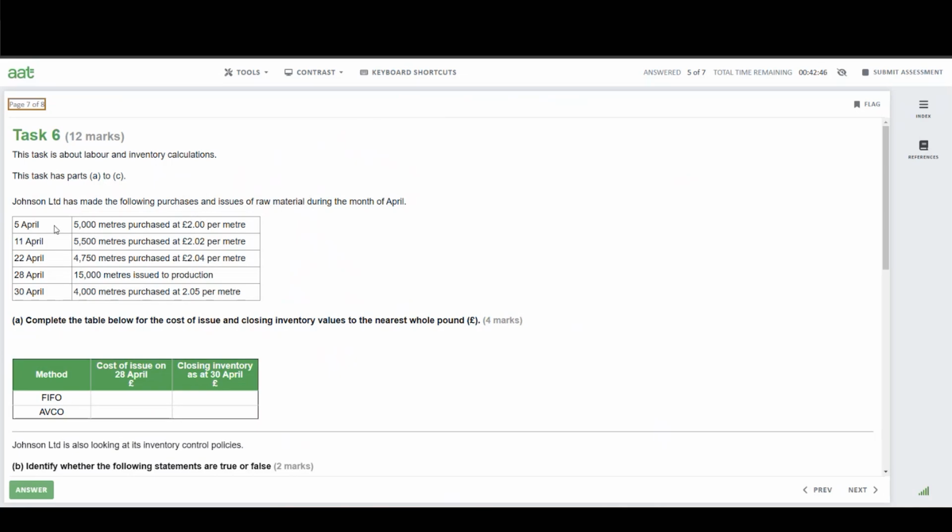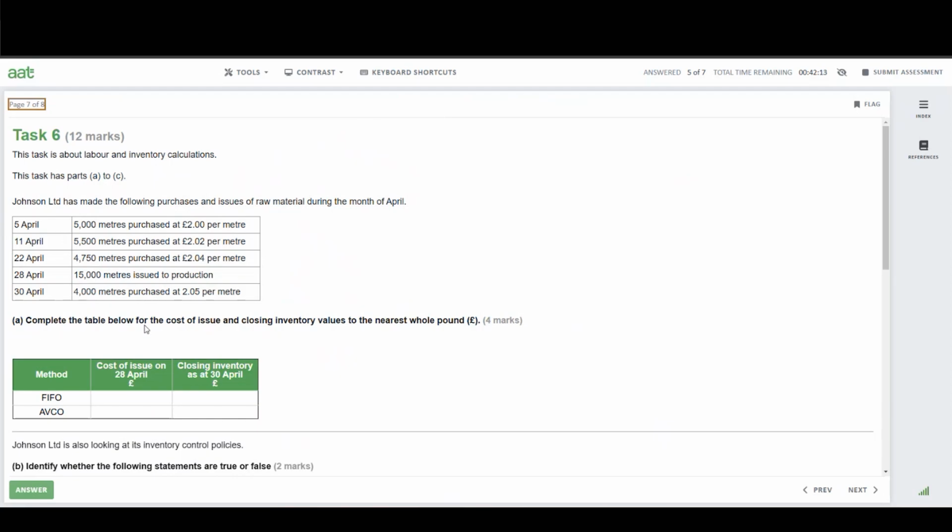We can see that there are a series of dates, and we can see we've got some receipts there. The meters here have been purchased on the 5th, the 11th, the 22nd. On the 28th, there have been some issues. So those items, 15,000 meters, have been taken out of inventory and used in production. And then on the 30th of April, a further 4,000 meters have been purchased. So further receipt of 4,000 meters.